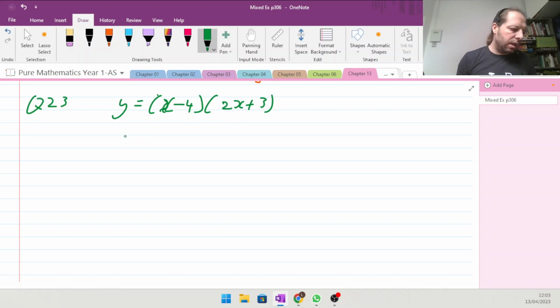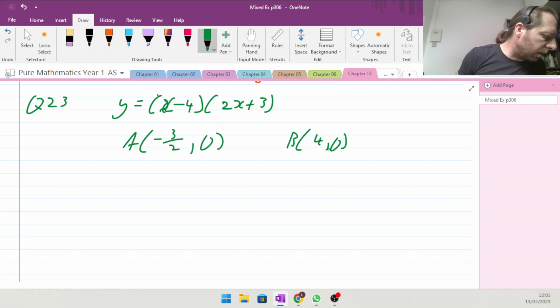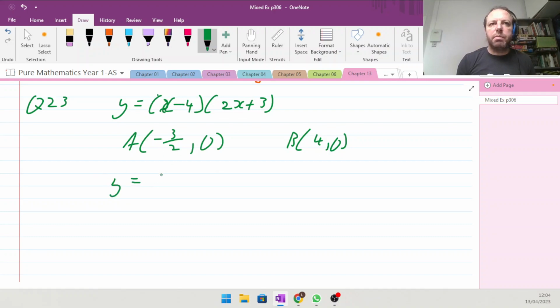Okay, so A is going to be, no, B is going to be, what do we have there? Minus 3/2. So A is minus 3/2, 0, and B is 4, 0. Okay. The finite region's bound, use integration to do that. So y is equal to, let's multiply this out, 2x squared plus a 3x minus an 8x, that's a minus 5x, and then minus 12.